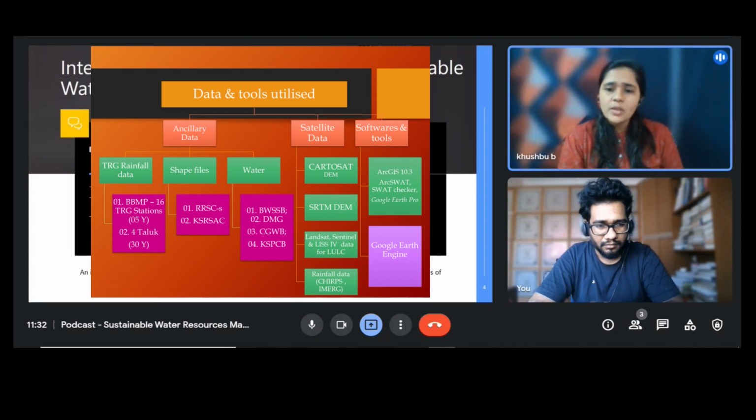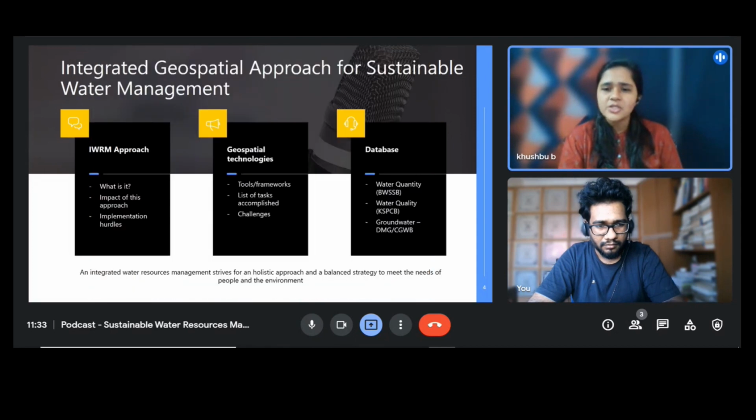Okay. And all this we can analyze, interpret, and modify or manipulate using ArcGIS software and ArcSWAT software. SWAT is a really helpful software for us to understand the entire water balance of the city, watershed wise. We also use Google Earth Pro, Google Earth Engine, and other water quality modeling software.